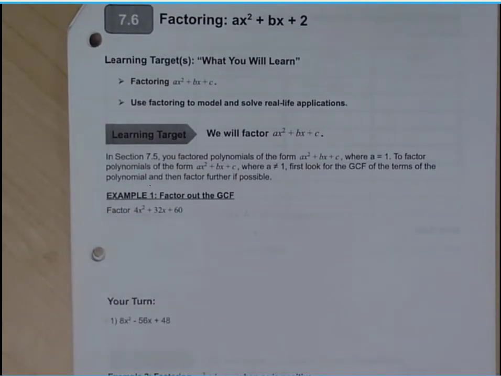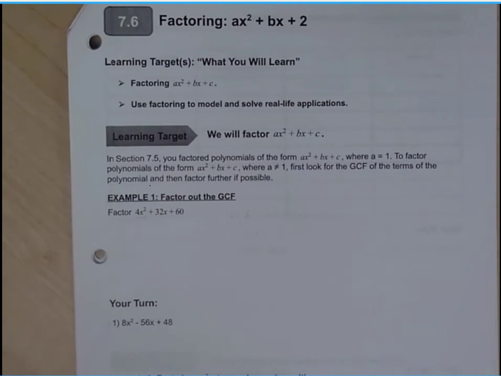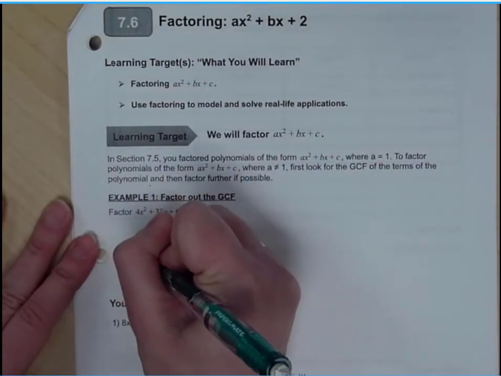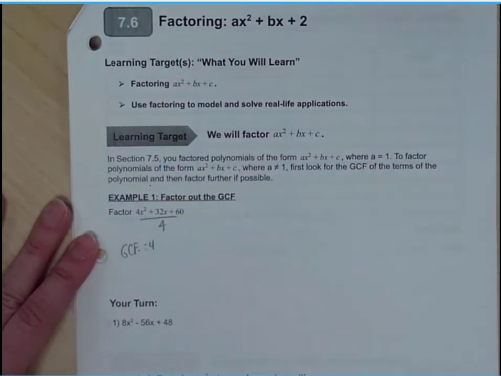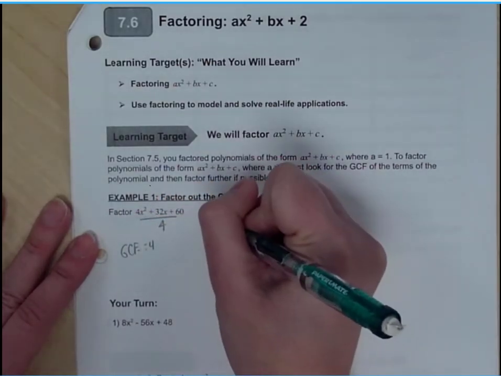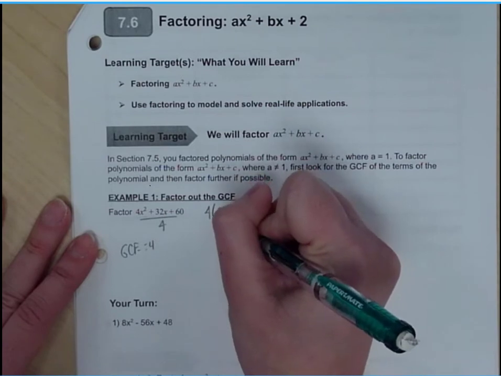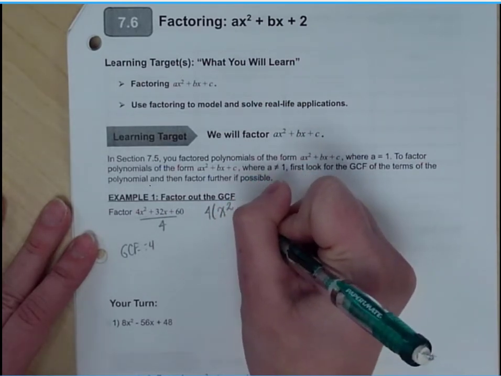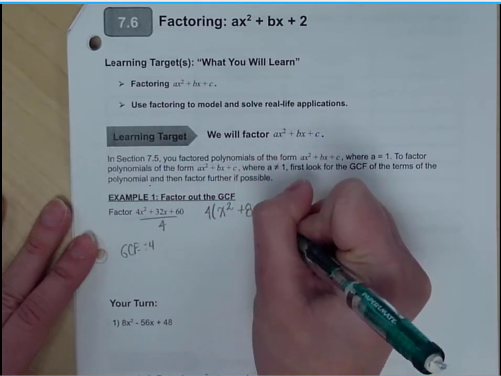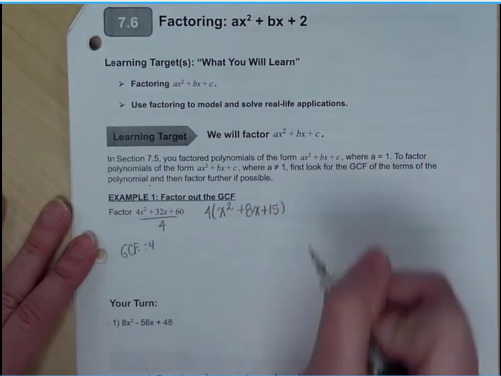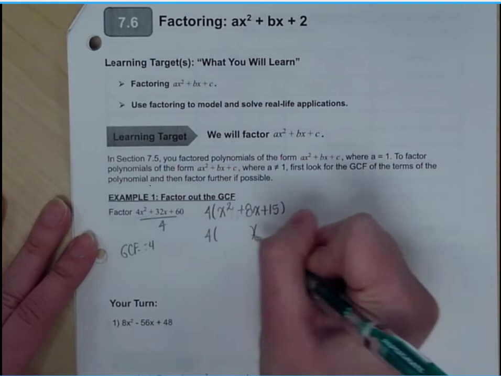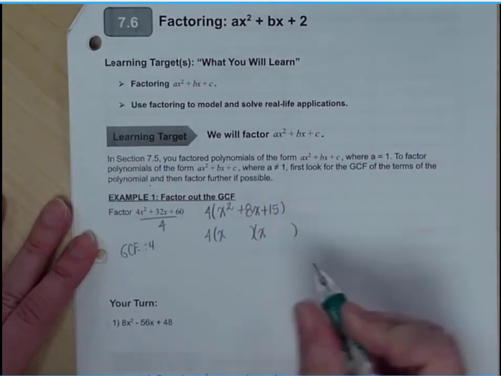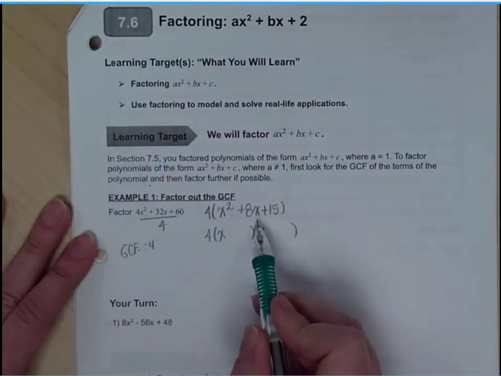So when I look at 4x squared plus 32x plus 60, I know I have a GCF here of 4. So I can factor a 4 from each of those. When I factor out a 4, I'm left with x squared plus 8x plus 15. Now I can factor this example here.